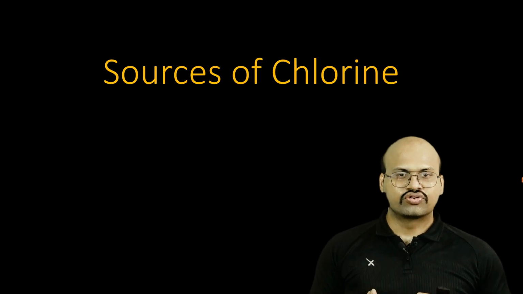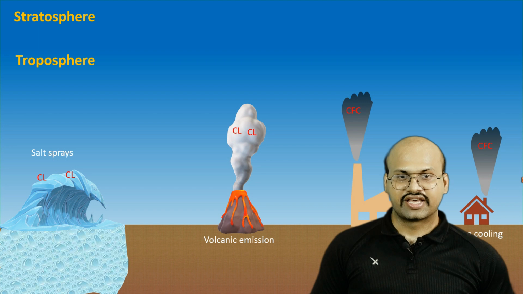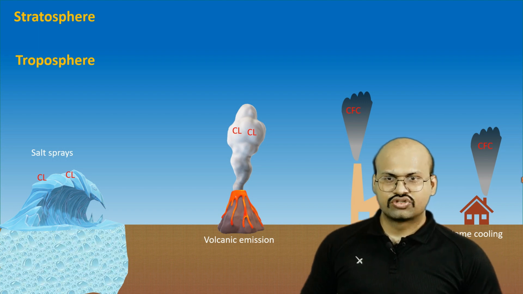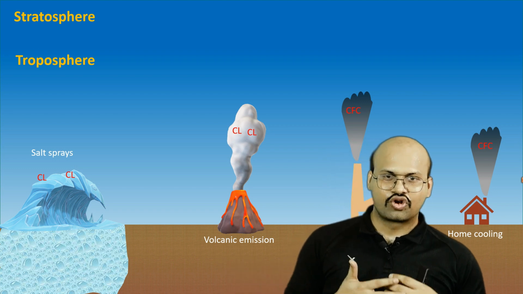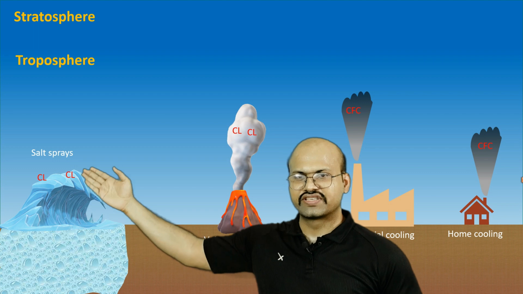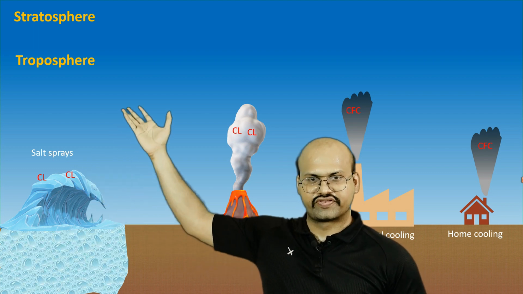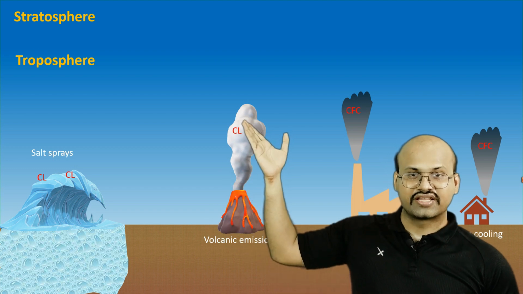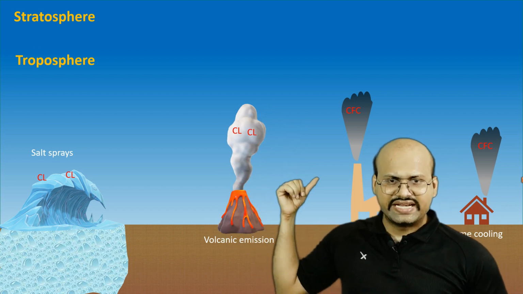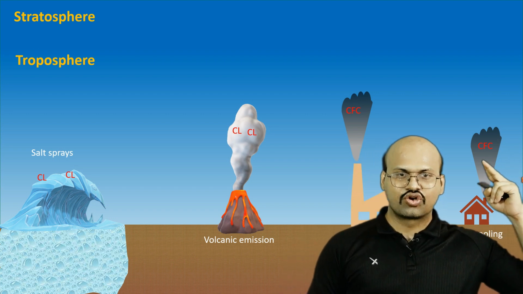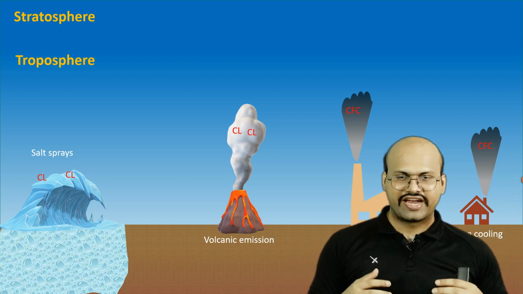So what are the sources of chlorine in our atmosphere? There are both natural as well as man-made sources. So we know that there is a lot of chlorine in our oceans. These oceans, through waves, spray a lot of chlorine into the atmosphere. Similarly, volcanoes also emit a lot of chlorine into the atmosphere. Industrial cooling as well as domestic cooling releases chlorofluoro compounds into the atmosphere.